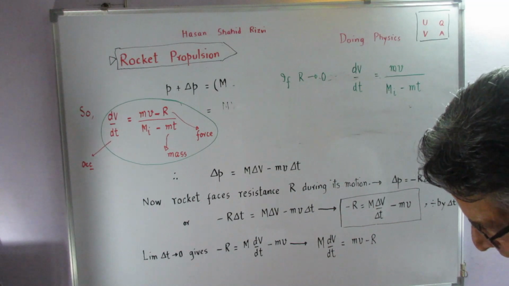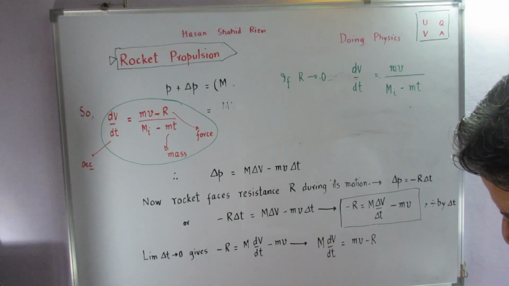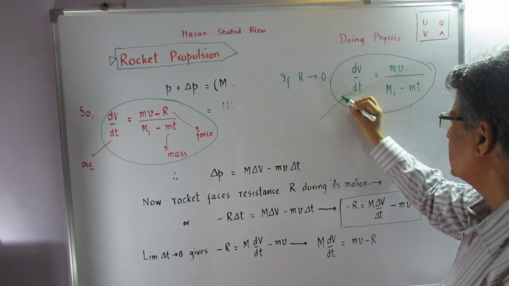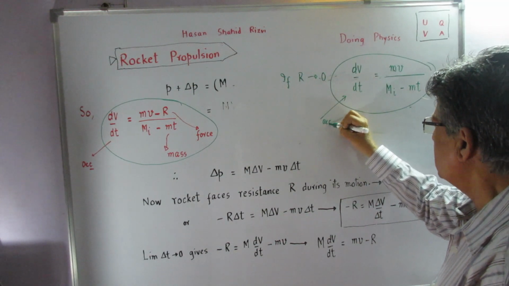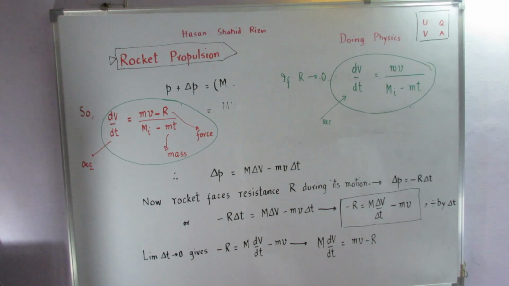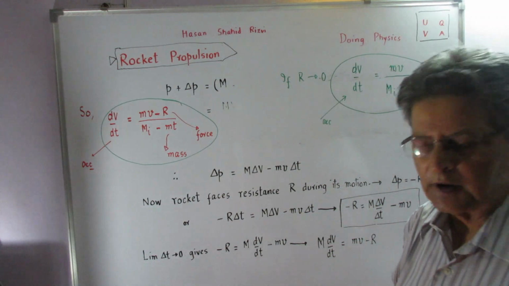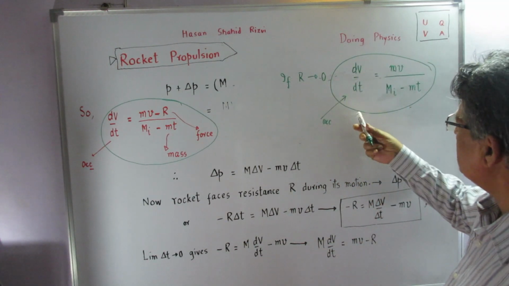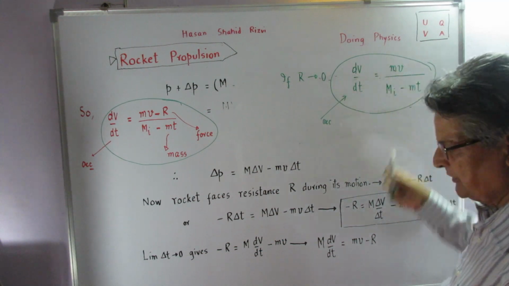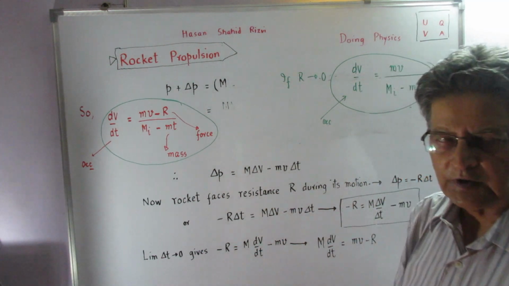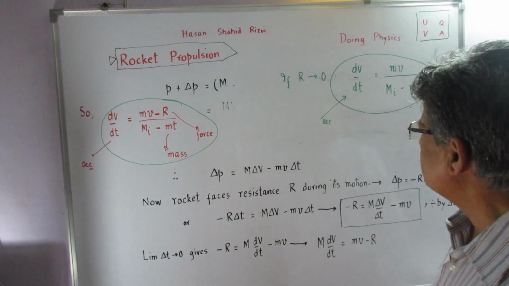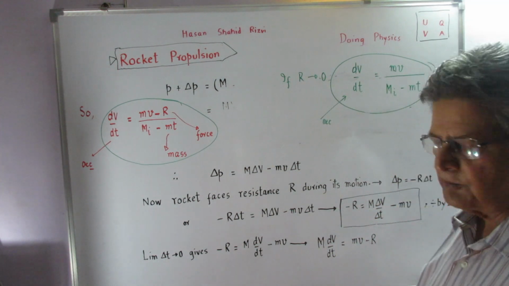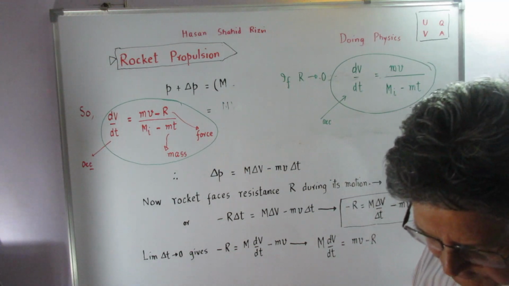So I get the expression like this, and you can see that for acceleration to be large, what should be large? The velocity with which the gases are being ejected out should be higher. So the acceleration is described by the mass per unit time which is ejected, the velocity of the ejected mass or the fuel, the initial mass of the rocket, and the time for which the motion has taken place.